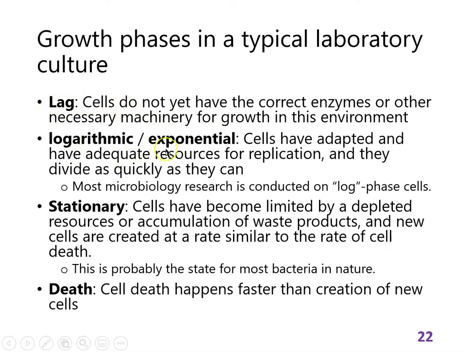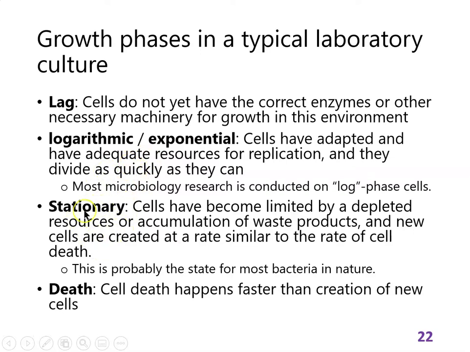And then they grow exponentially, and then something happens. Either they run out of food or their waste products start to accumulate and poison them, and they go into what we call stationary phase. These are the two growth phases we think about, because this is what we study in the laboratory. We study cells when they're healthy and growing as fast as they can. That's traditionally what microbiologists study.